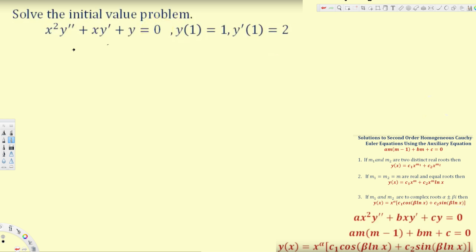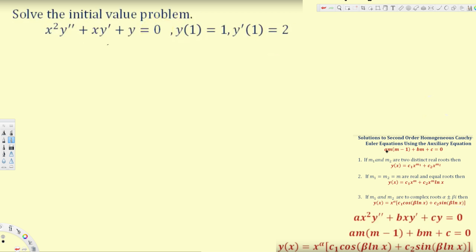Now after we found out this is a Cauchy-Euler equation, we try to get one of these patterns. First of all we have to know what kind of roots we are getting. If we get two distinct real roots, this is going to be the general solution. So it goes like this.